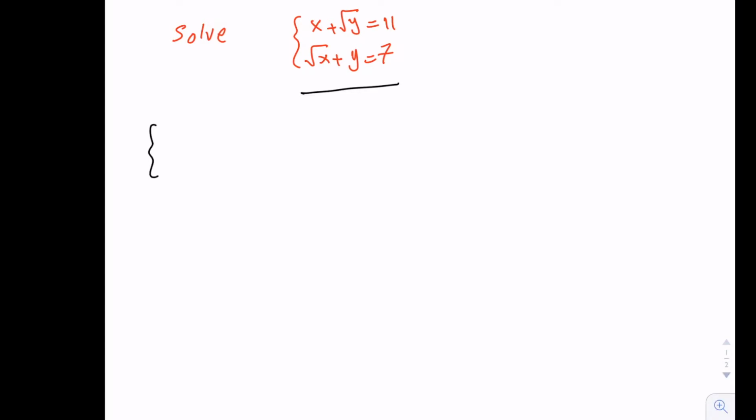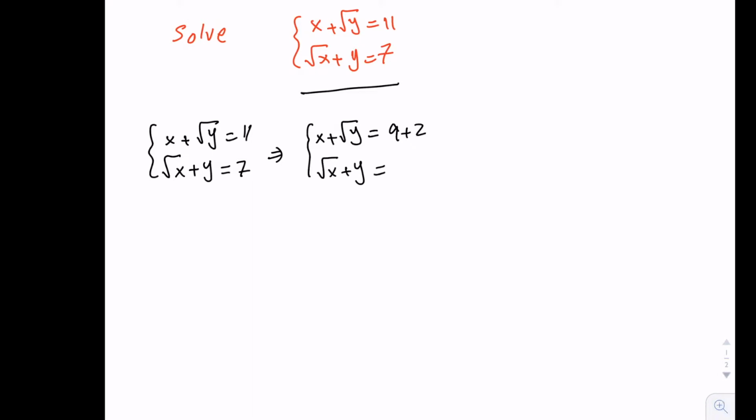We have x plus square root of y is 11 and square root of x plus y is 7. We can rewrite this as x plus square root of y is 9 plus 2 and square root of x plus y is 4 plus 3. Now if I rearrange the two sides, we can write 2 minus square root y equals x minus 9 and 3 minus square root x equals y minus 4.